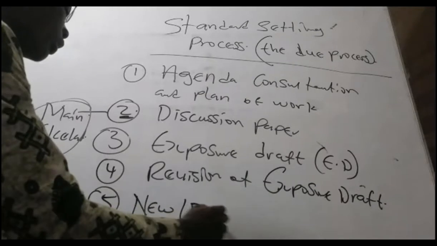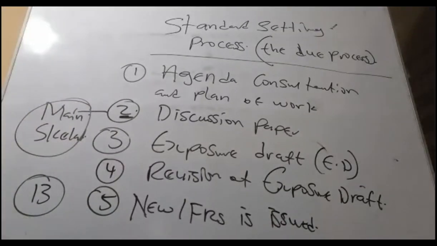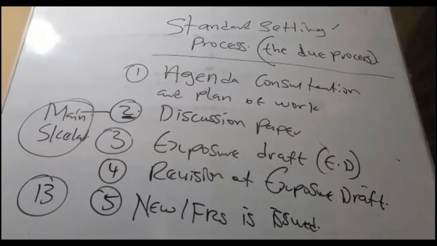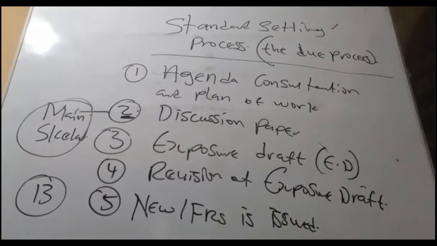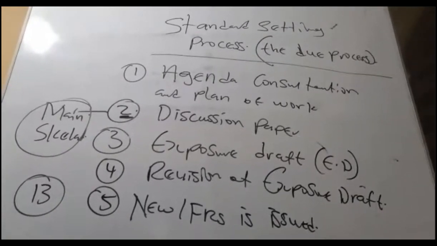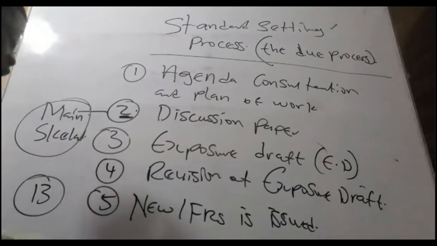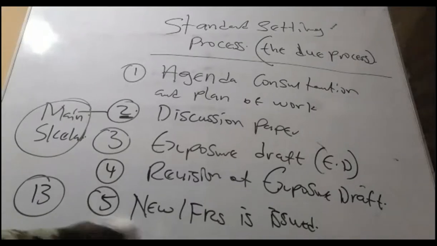So new IFRS is issued. The new IFRS is issued to the general public. What do you think after the issue, what will happen? This is where it is to be published worldwide and gazetted worldwide. And again, it comes with the effective date, or the earlier adoption is available. Even though the effective date is ahead of us, you can still adopt it before time. Good.